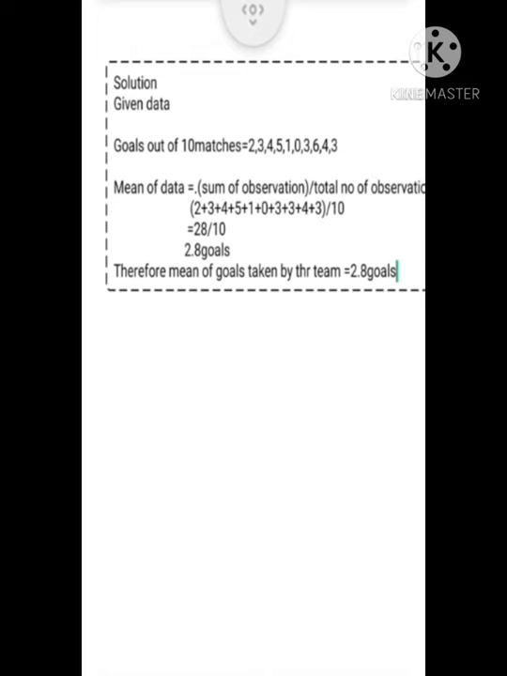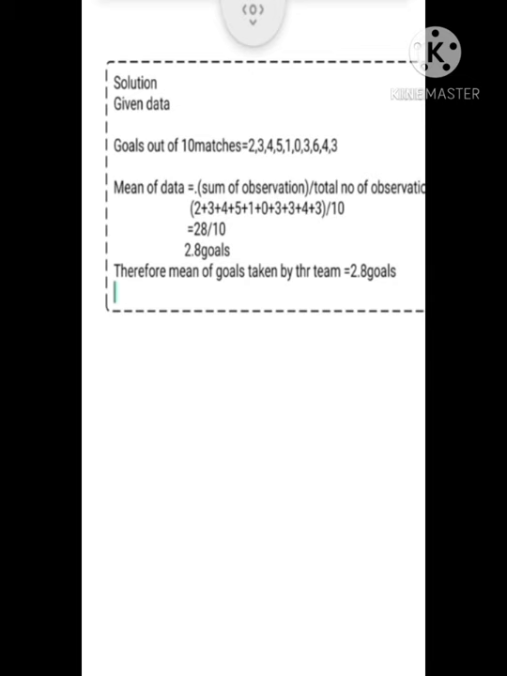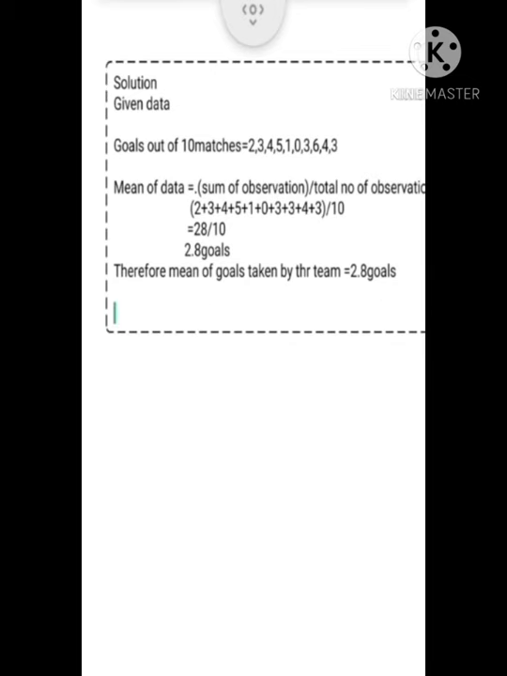We need to find out the median. I already told you how to find the median. First you need to count the observations. How many observations are there? 10. It is an even count. Even count means first you need to find the n by 2 term and the n by 2 plus 1th term. We need to find both. Okay, so now we need to find the median.